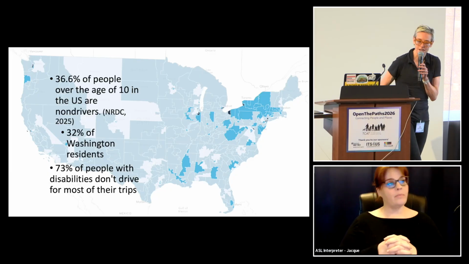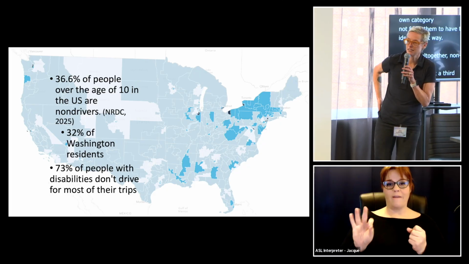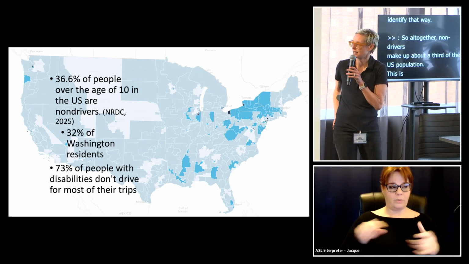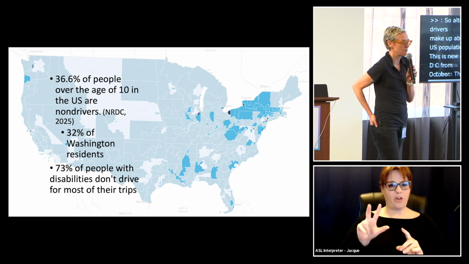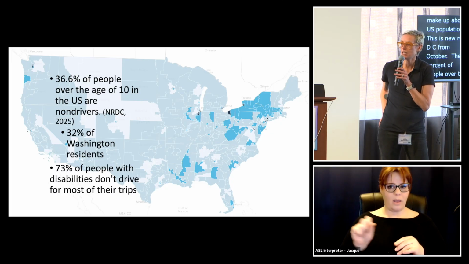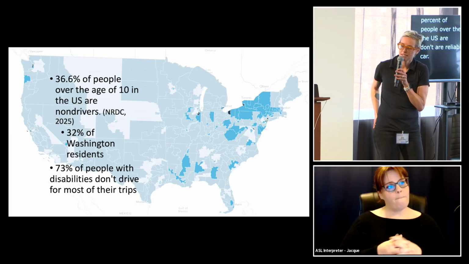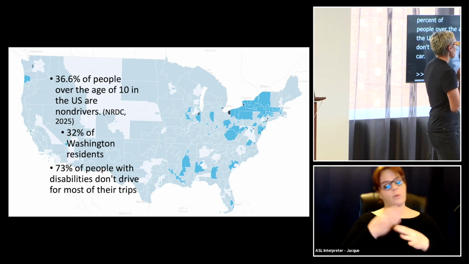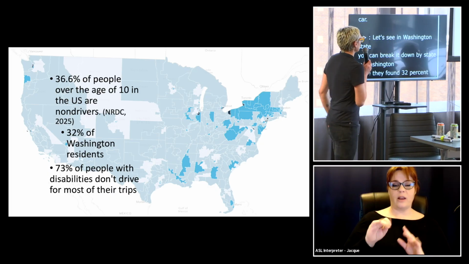So altogether, non-drivers make up about 1/3 of the U.S. population. This is new research from NRDC that came out in October, and they found that 36.6% of people over the age of 10 in the U.S. don't have reliable access to a car. In Washington State, you can break it down by state, they found 32% of Washington State residents are non-drivers.